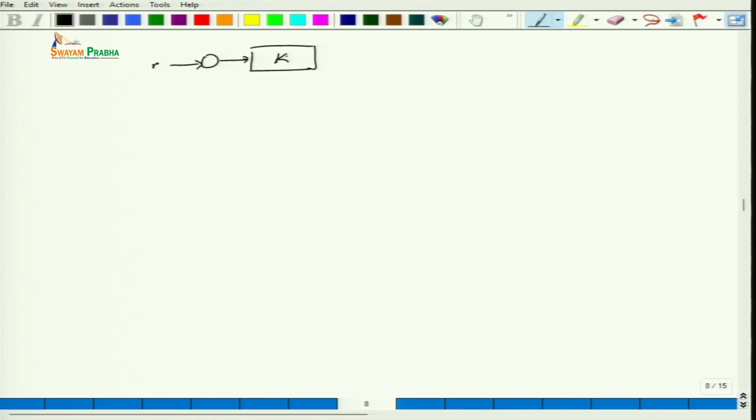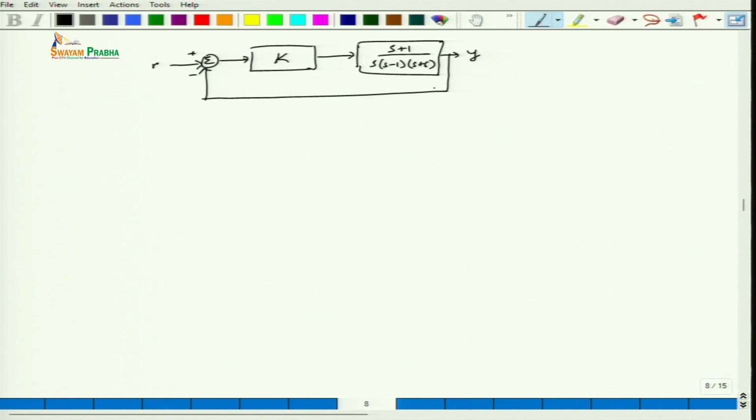So, our controller is just K, and a plant is given by s plus 1 divided by s into s minus 1 into s plus 6. So, this represents a closed loop system, and we want to find under what conditions on K we will get a stable system.